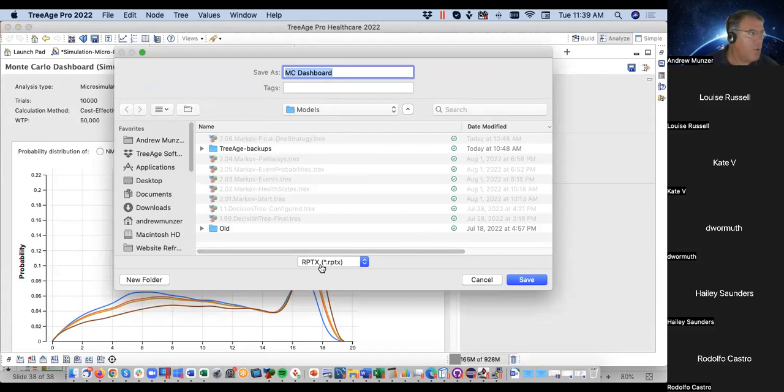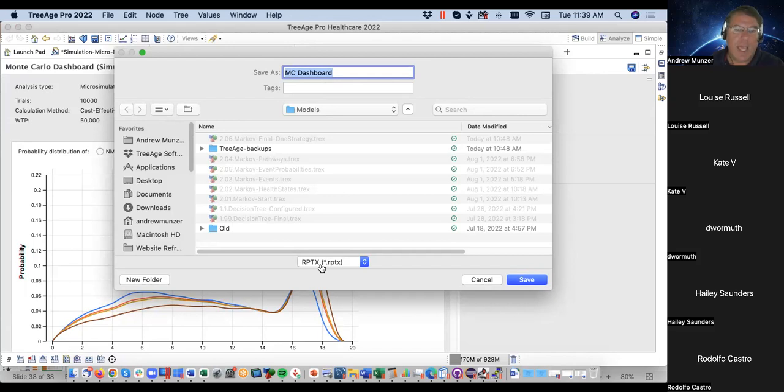Now, I will give you a warning on that. We try very, very hard to keep the trees compatible from one release to the next release of the software. With the simulation results, we're constantly enhancing them. So if you save one of these results in, let's say, TreeAge Pro 2021 and try to open it in 2022, it might not open. You might have to rerun the analysis. But as long as you haven't upgraded your software, you'll be able to open those results.